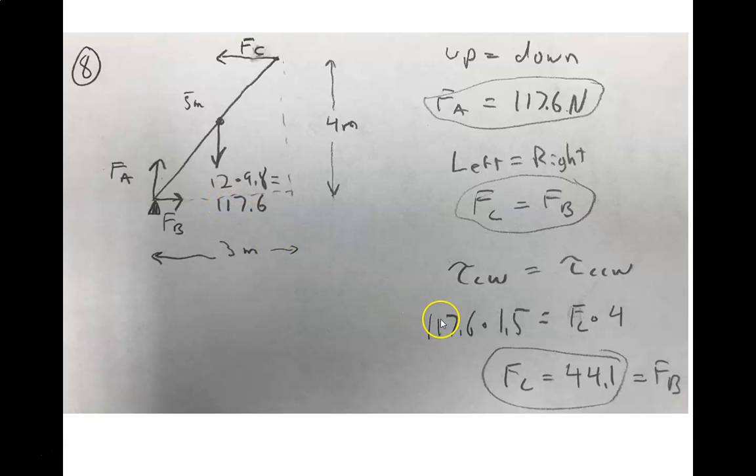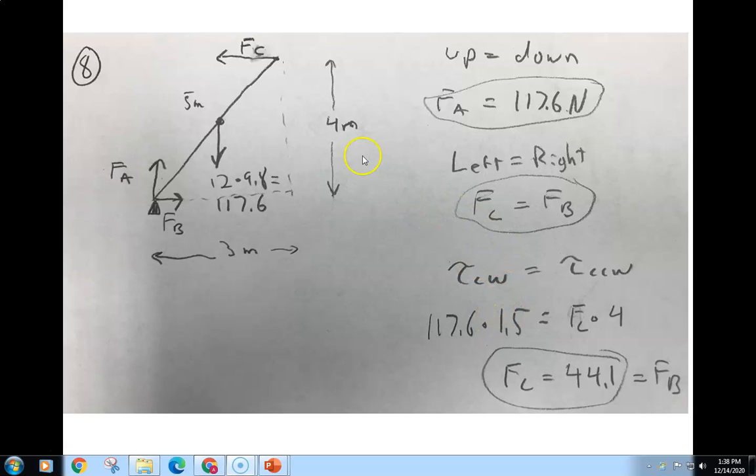So 117.6 times 1.5 equals. Now we're going to do the same thing with F_C. We draw a line through the force, and our perpendicular distance is the lever arm. Well, that's this side of the big triangle here, which is 4 meters. This is one of those situations where it's a heck of a lot easier to use the second method. So if I solve for F_C, I get 44.1, and that equals F_B.